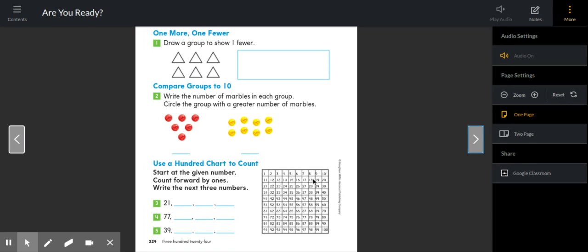At the bottom, you have a chart like this at home, and I encourage you to really hang on to that. Keep that with your math book because you will use that the rest of the year to help you with math. So don't lose that. Start with the number that's given here, and then keep counting by ones. So for this one, 21, 22, 23, 24. You know how to do this. We're just counting the next three numbers by ones.